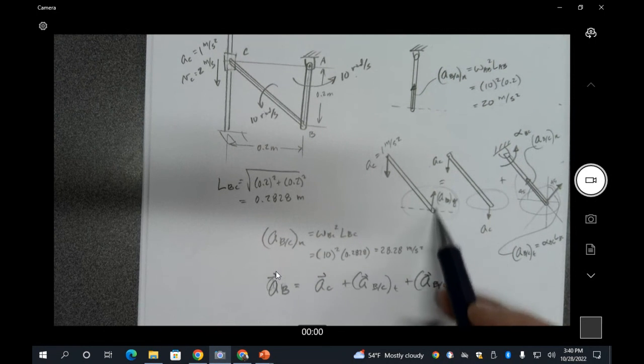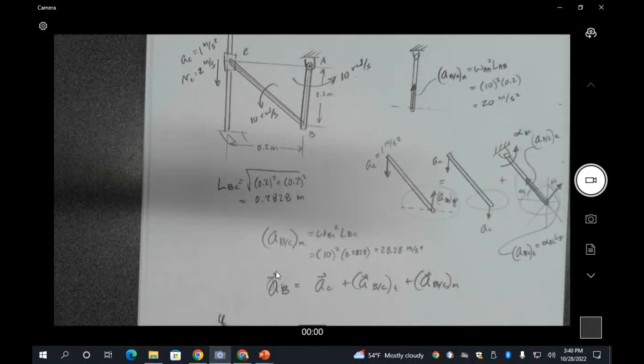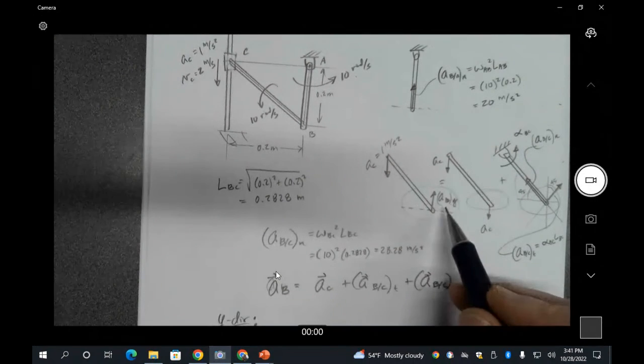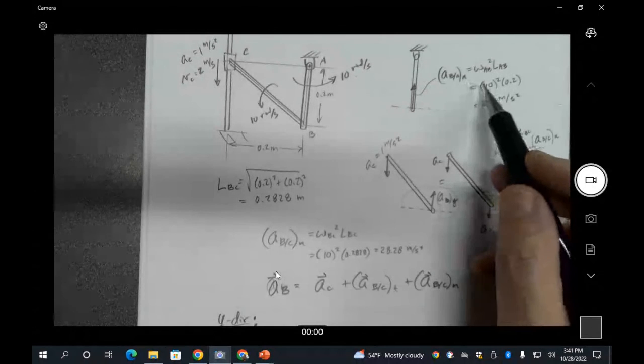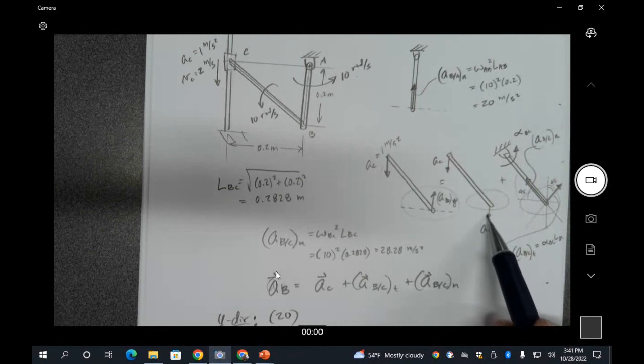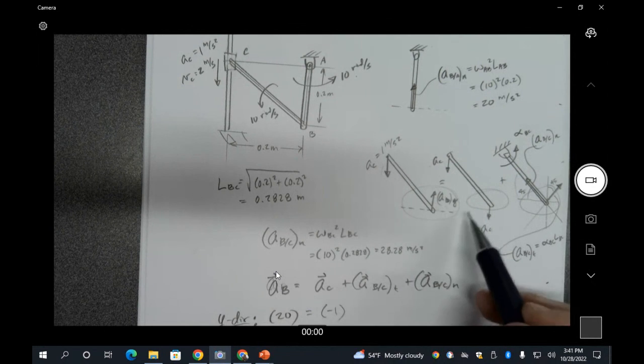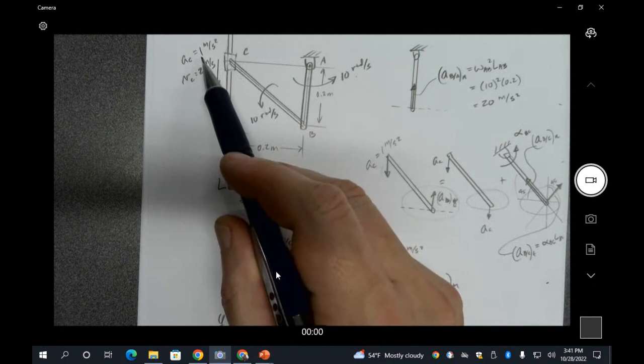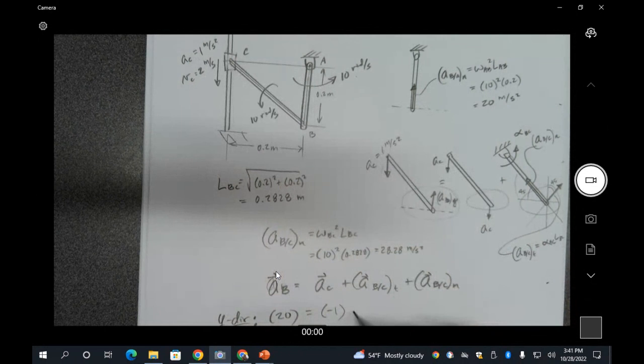And because we know stuff in the y and we don't know it in the x, we'll go in the y direction first. The acceleration of B right here in the y direction is going to be this guy up here, that 20 meters per second squared, and it's positive. Then we look over here, and the acceleration of C in the y direction is what was given, and it's a -1, because the acceleration given was 1.